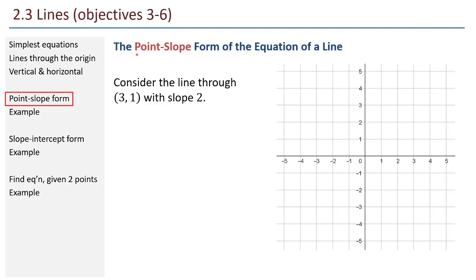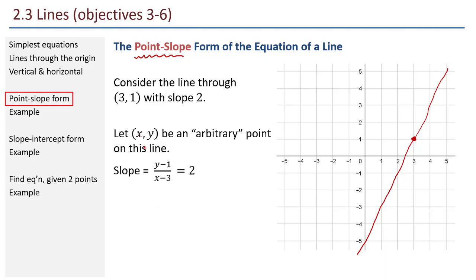Now, we start with one of our standard forms of an equation, the point-slope form. This is very useful. I use this in calculus all the time, the point-slope form of the equation of a line. Let's see how we get that. Consider the line going through the point (3, 1) with slope 2. All right, so I will make a line that has slope 2 going through (3, 1). There we go.